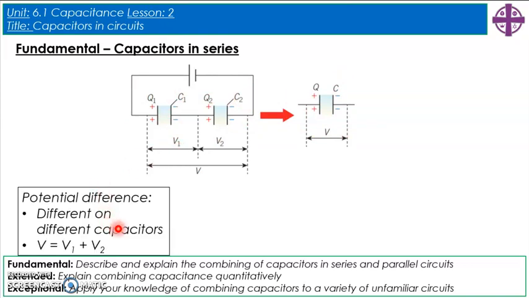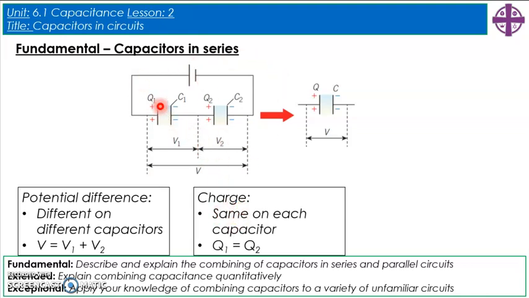So the potential difference is different on different capacitors. We get a different potential difference on different capacitors. It depends on what the capacitance is for each one. The total potential difference is equal to V1 plus V2. Potential difference of the first one plus the potential difference of the second will equal the total potential difference. And that will be the potential difference of that power supply if there's nothing else in the circuit.